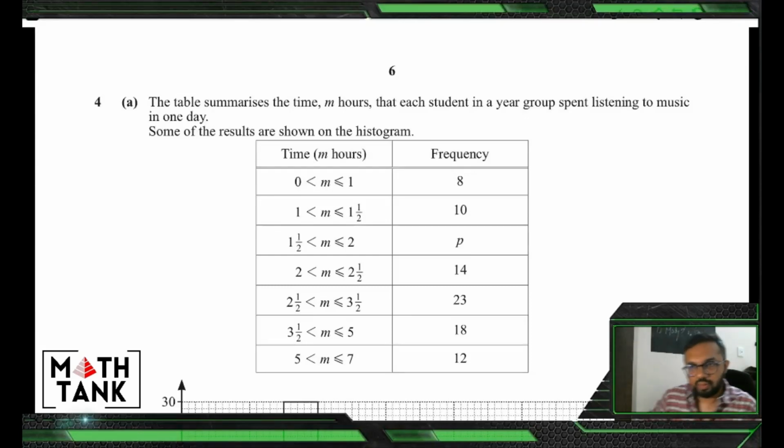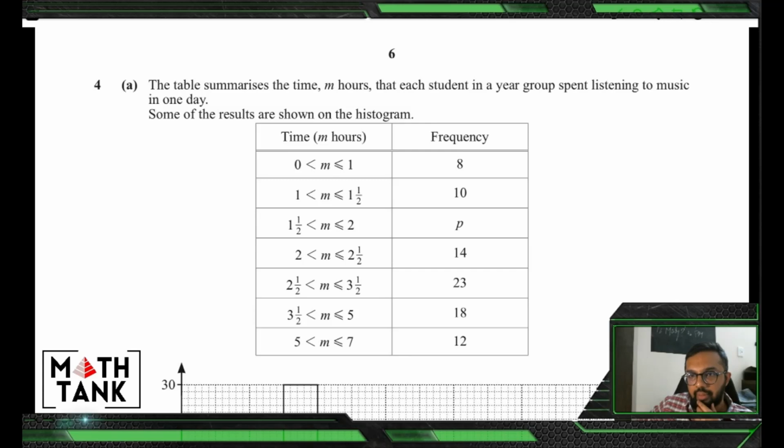Okay, let's start where we left off in the last video. We were doing statistics for paper 2, and this is basically a continuation. So this question says the table summarizes the time M hours that each student in a year group spent listening to music in one day. Some of the results are shown on the histogram.